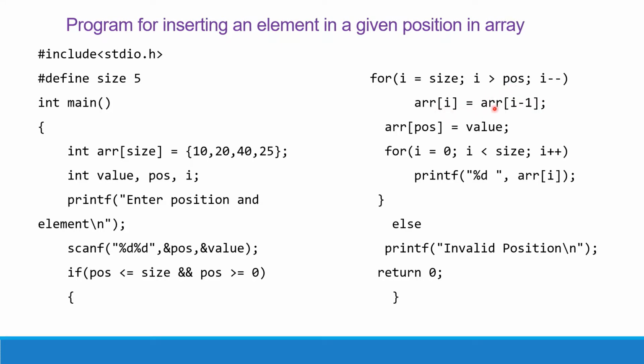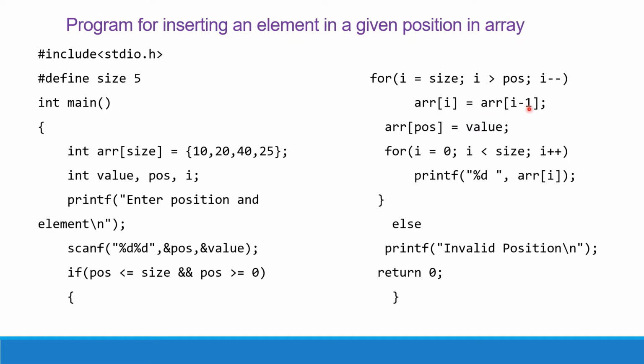This statement is for shifting to the right. Okay, array of i. So in this case, i is what? The size value, 5, right? So array of 5 is equal to what? Array of 5 minus 1, that is 4. So the fourth element is shifted to the next place, the fifth element. Like that, the third element is shifted to the fourth place. So like that, I can shift the elements repeatedly till I reach that position.